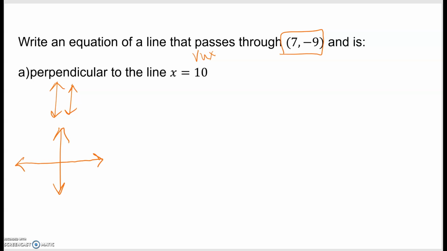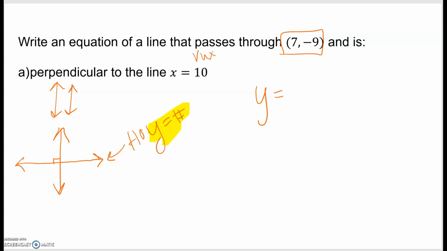Think about what kind of line this is. What kind of line is that when it goes straight left and right? That is a horizontal line. So I want an equation of a horizontal line, which, remember, the y on the end tells me that this should be y = a number for my equation. So my equation is going to look like y = some number.